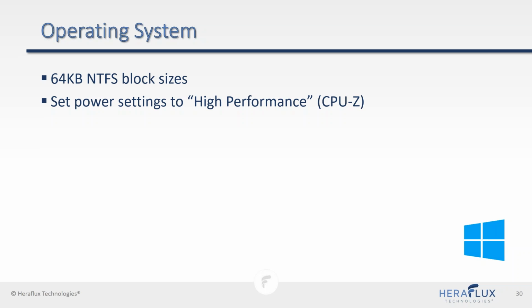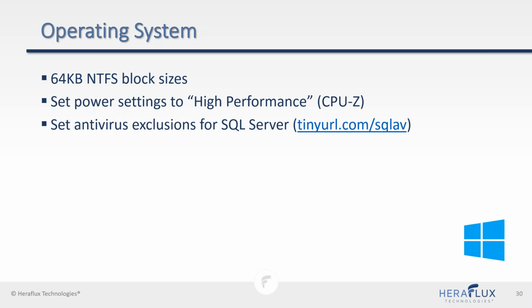CPU-Z can actually show you where it's running at. There's also a perfmon counter inside Windows, Processor Information, Percentage of Maximum Frequency. It can tell you right now if you're not running at 100% max. So you can go check that out pretty easily.